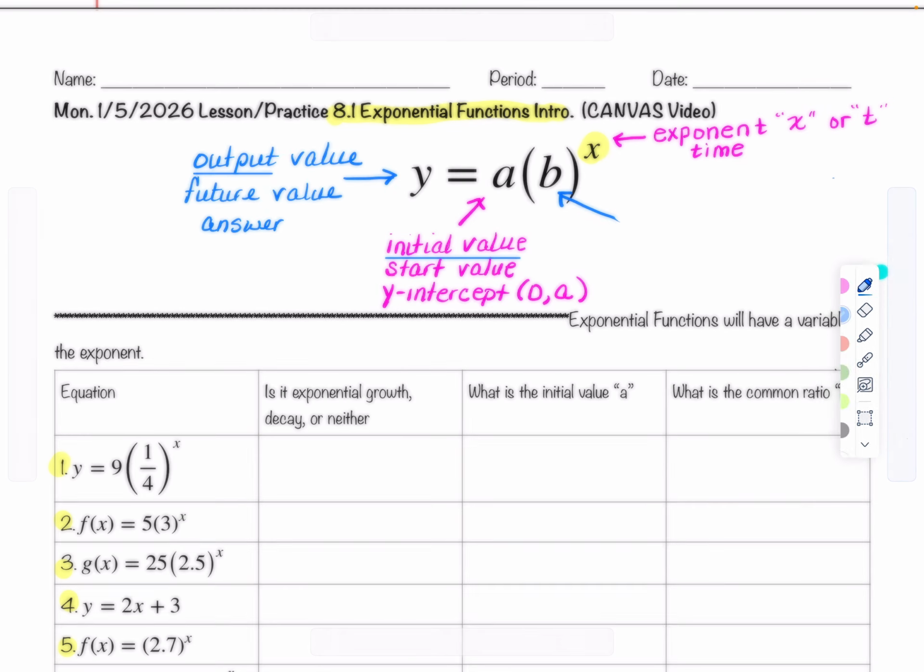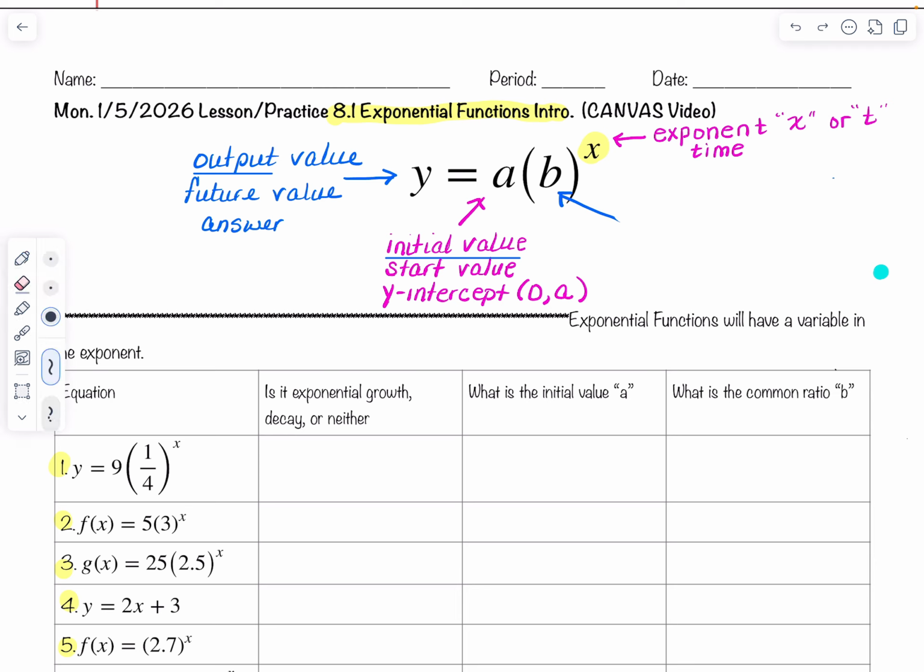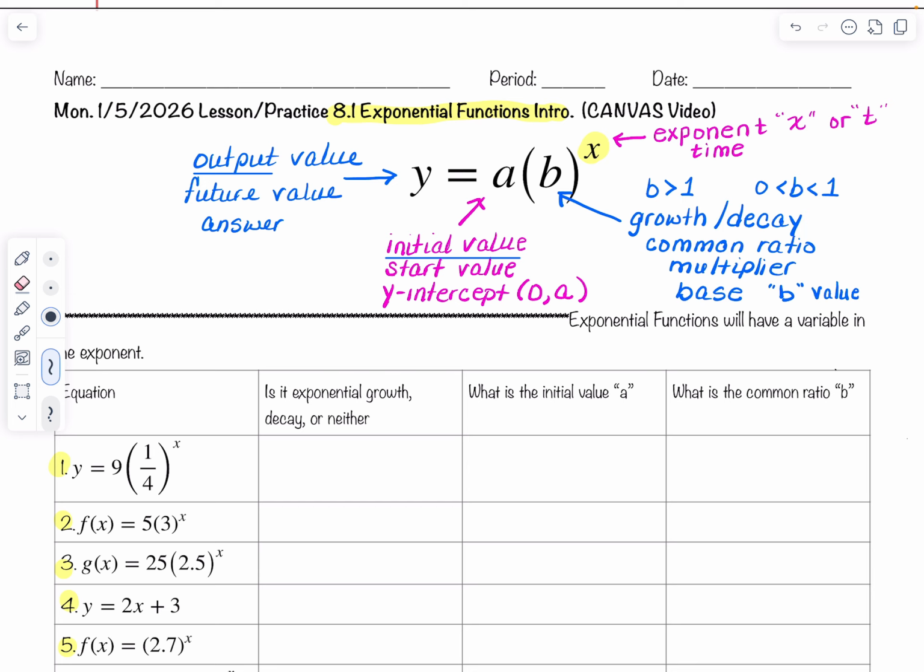When we are looking at b, if b is bigger than 1, like 1.2 or 3 or 1.5, any number greater than 1, that is going to be considered an exponential growth. Something is growing if it's bigger than 1. Now, if b is a number between 0 and 1, so I can't always say a fraction because sometimes a fraction could be greater than 1, but if b is between 0 and 1, like 1/2 or 0.25, then that's going to give us an exponential decay.